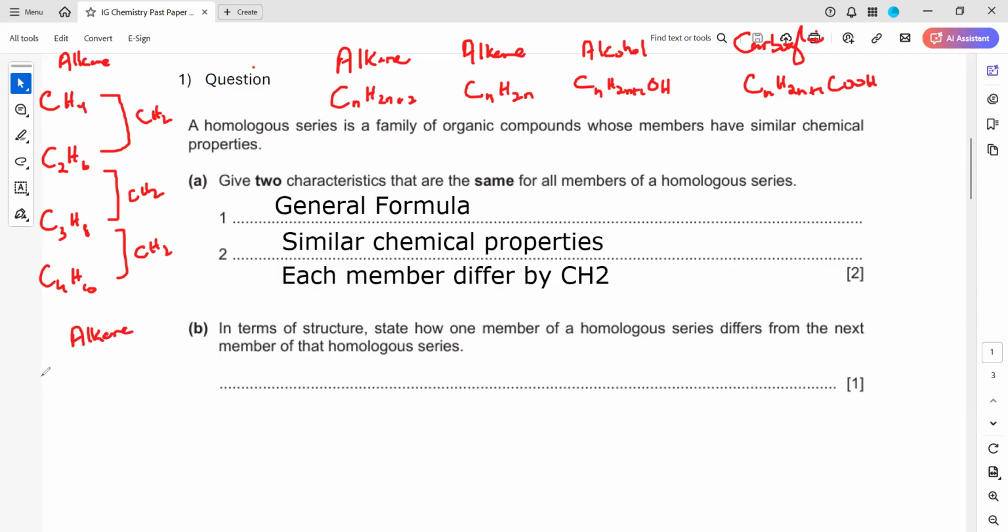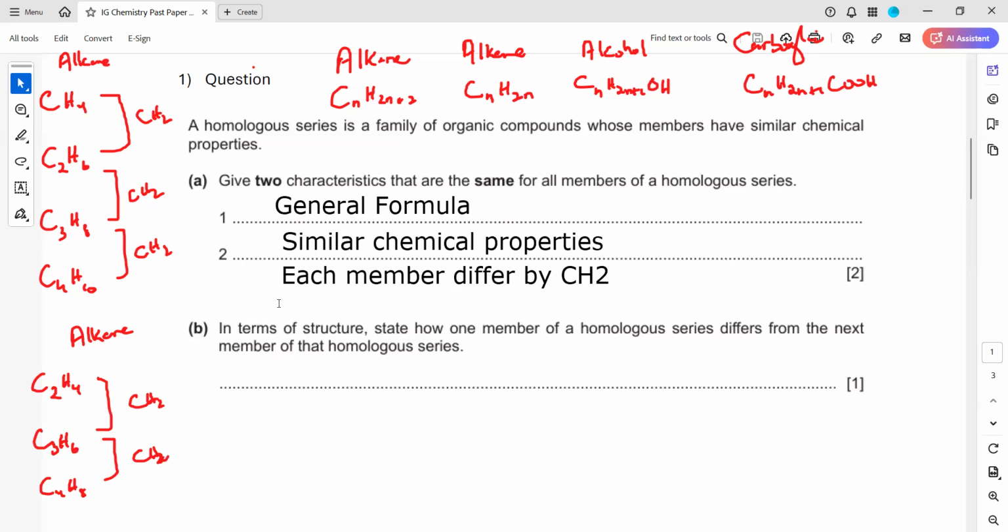Like alkene, it starts with ethene, C2H4, then C3H6, then C4H8. When I take the difference between two members, it is CH2. The difference between the next two members is also CH2. So each member differs by CH2.